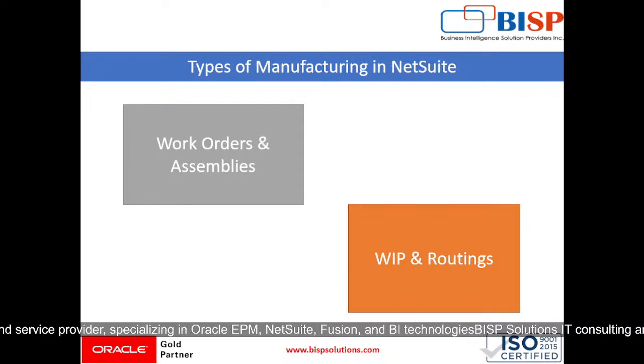Next comes our WIP and routing, which is an advanced mode. It is suitable for complex manufacturing processes with multiple setup steps and costs, and the process includes defining routings that specify production steps. It also tracks work in progress at each stage, allocates labor, machine time and overheads, and records each stage completion and adjusts inventory accordingly.